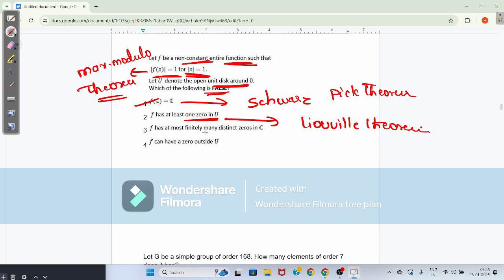If f is a non-constant entire function, it has at least one zero. This is proved by the Liouville theorem, so this is also the correct statement here. In this question, it has been given infinitely many distinct zeros. This is what has been given in the question. It is a mistake here. Now, f has at most infinitely many zeros. This is the wrong option here, because it will have finitely many zeros.